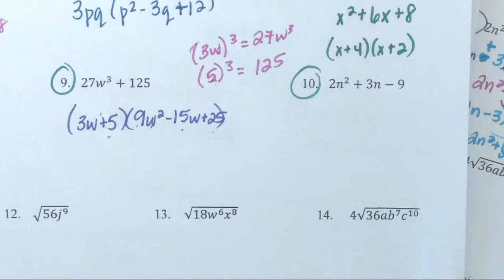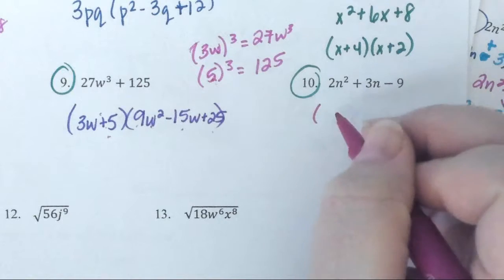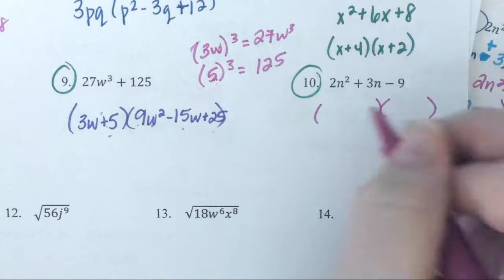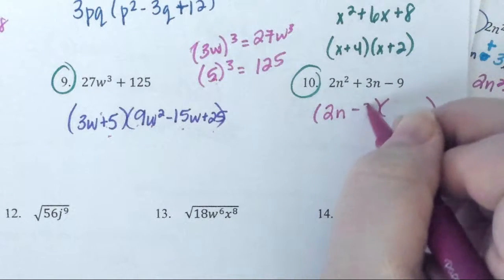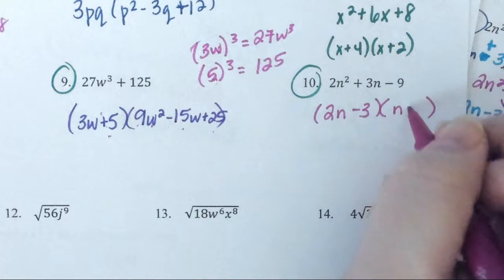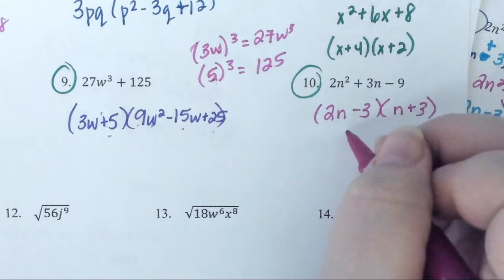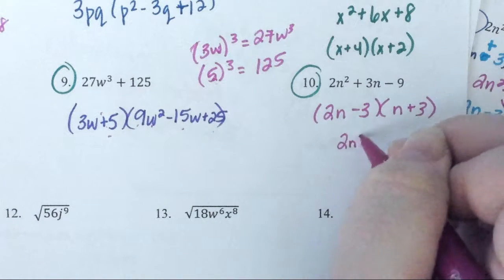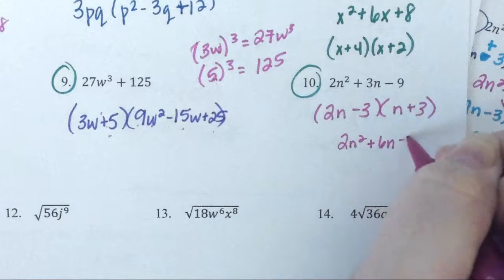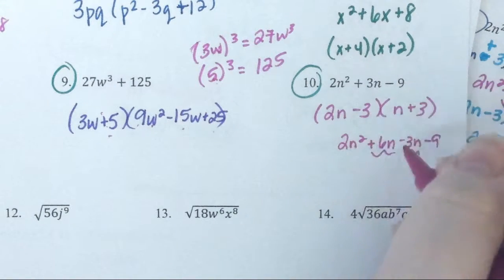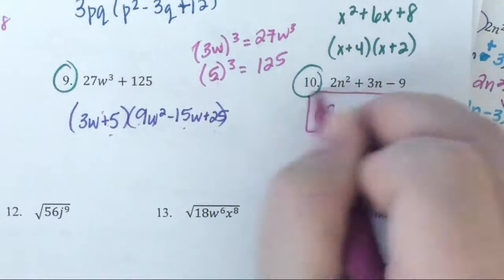And now for number 10. Alright, let's see. 2n squared plus 6n minus 3n minus 9. 6 and negative 3 gives you a positive 3. Yeah, that's right. You can have 2 more points.